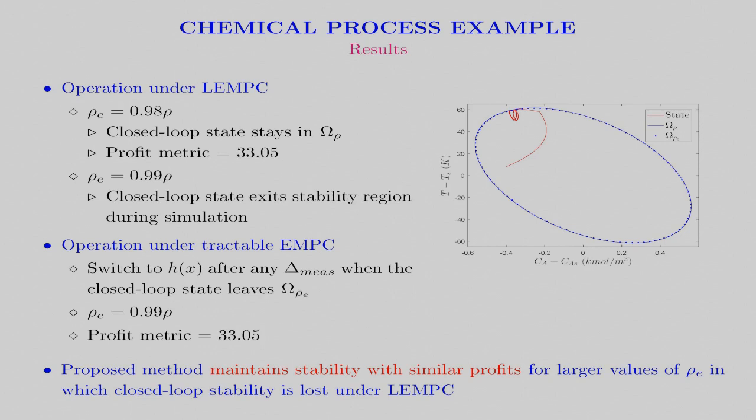So when operating our modified LEMPC, we first use rho E equals 0.99 rho, and we find that the closed-loop state does not leave the stability region during the simulation, and we find a similar profit metric of 33.05, which tells us that our proposed method maintains stability with similar profits for larger values of rho E, in which closed-loop stability is lost under traditional LEMPC.